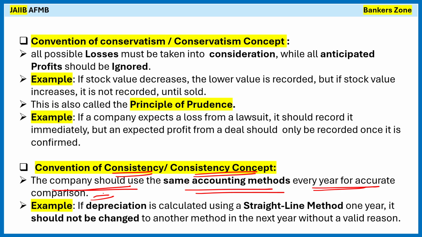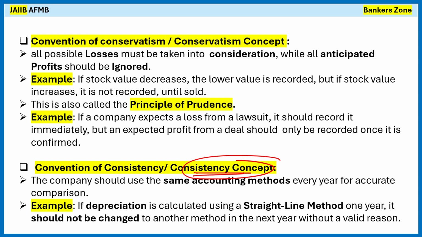Okay. For example, see, there are different methods for depreciation. If a company is calculating using the straight line method for one year, that should not be changed for another year unless there is a valid reason. Okay. That means whatever method or technology you are using, generally that must be used for the next years also. There must be a valid reason to change it. Okay. That is what it means. We should follow consistently only one principle. That is the convention of consistency.